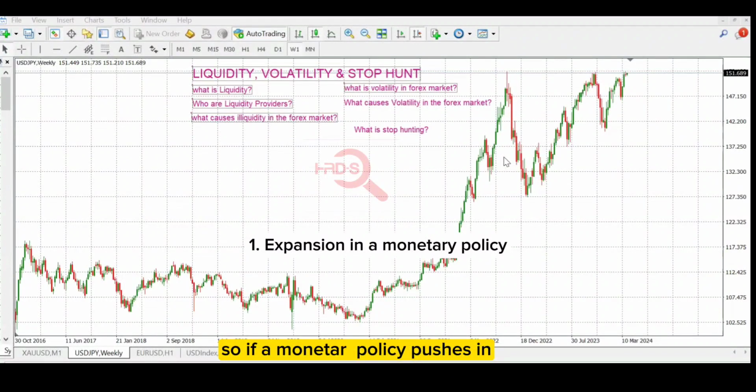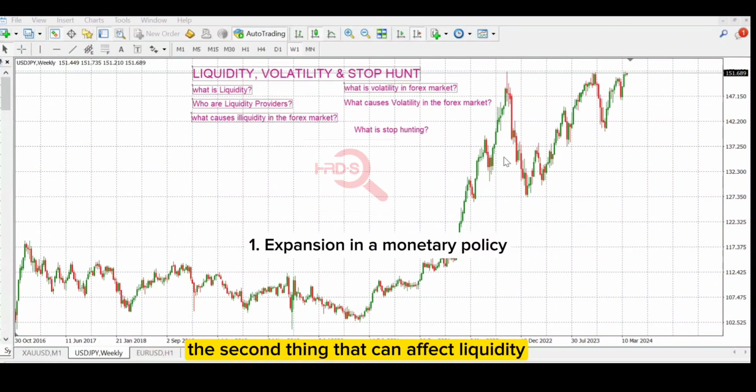So if a monetary policy pushes in more money in the hand of citizens, it will cause liquidity in the market because traders will have money that they will put in, thereby we have more participants in the forex market.